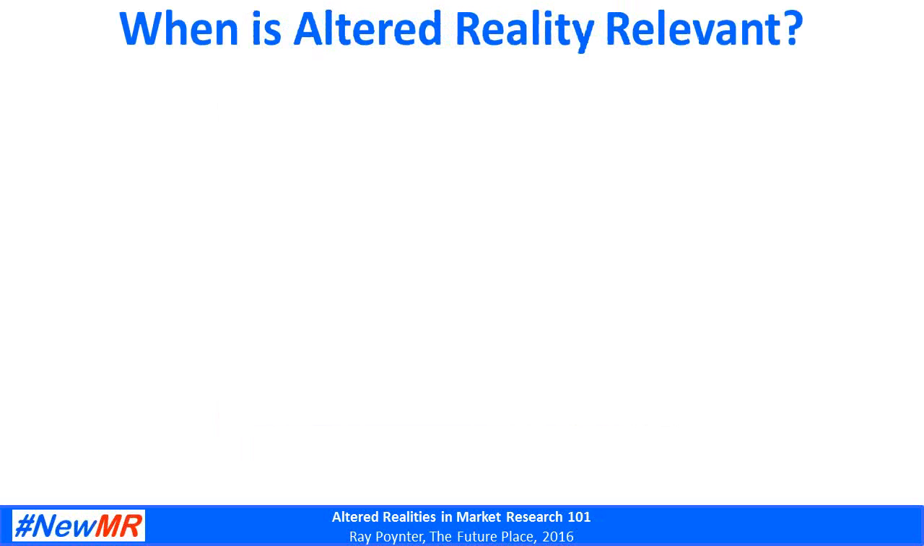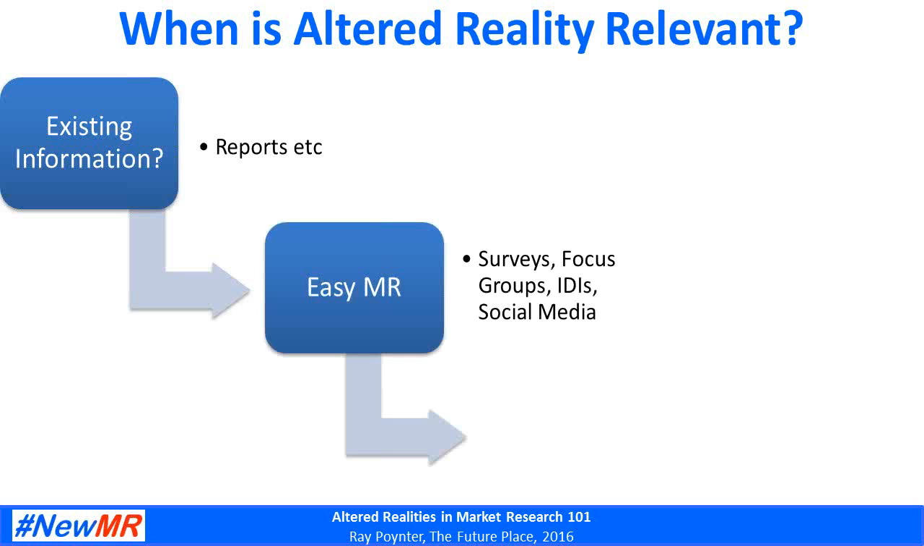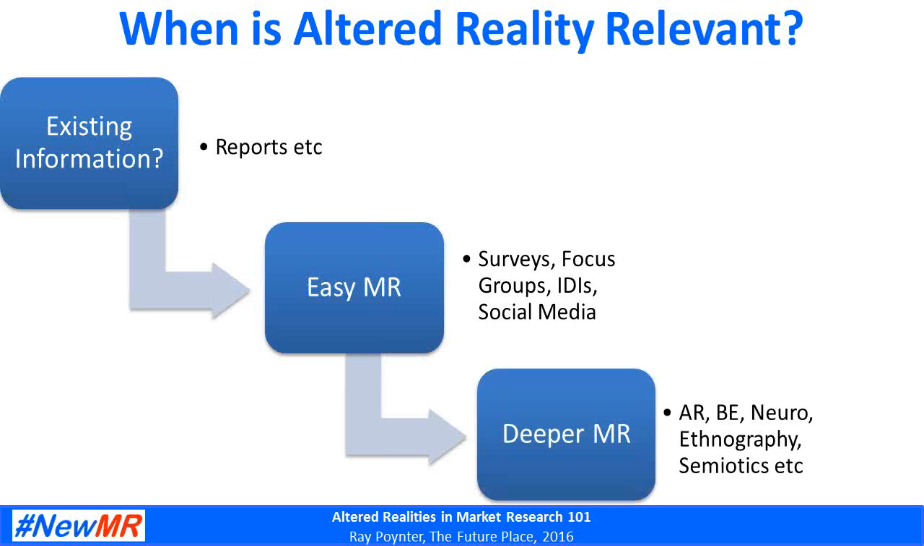So lots and lots of different ways. When is altered reality relevant? Well, there's a little bit of a chart coming up here. If we can answer a problem with knowledge we already have inside our organization or by a report, we should. If we can answer the problem with easy market research, so surveys, focus groups, in-depth interviews, social media scraping, any of those techniques, then we should. When we need deeper MR, we might use altered reality, we might use behavioral economics, we might use neuroscience, ethnography, semiotics. So we have this tiered structure and we identify which problems need tackling with which tools.